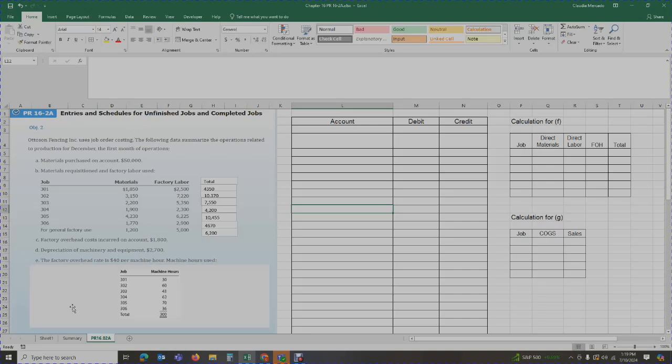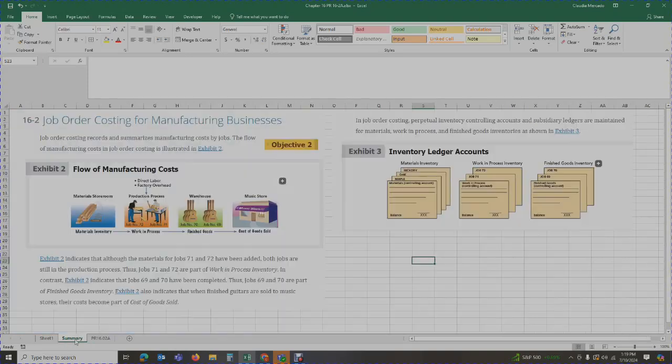Okay, so before we begin the actual problem, I just want to give you a quick rundown on job order costing for a manufacturing business. This is coming straight out of your ebook. So basically, job order costing summarizes the manufacturing costs by jobs. You have a specific job from one customer.